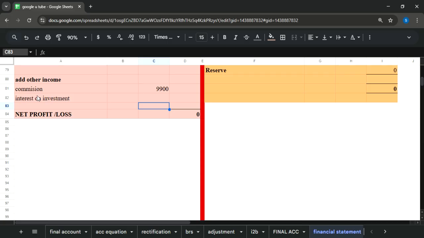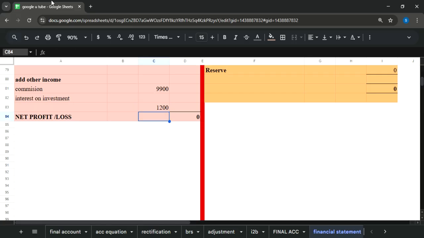And please note it down, where you have written interest on investment, you will be calculating interest in the next line. Investment was 12,000 and its rate was 10 divided by 100. First you will calculate interest on investment over here.